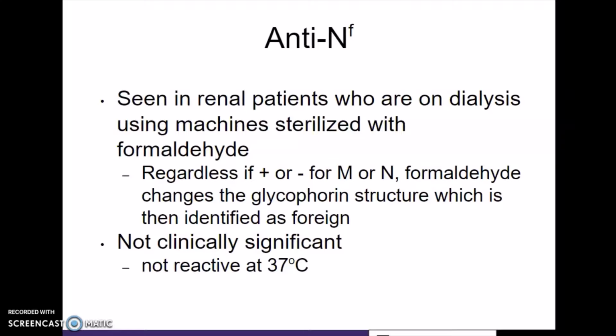More specifically about N is anti-NF, which is seen in dialysis patients. When someone's on dialysis, the machines, at least for these individuals, are sterilized with formaldehyde. And whether they are M positive, negative, N positive, negative, the formaldehyde can change their glycophorins and make them appear to the body as foreign, and they will form these anti-Ns against them, regardless of whether they have N antigens or not in their blood.